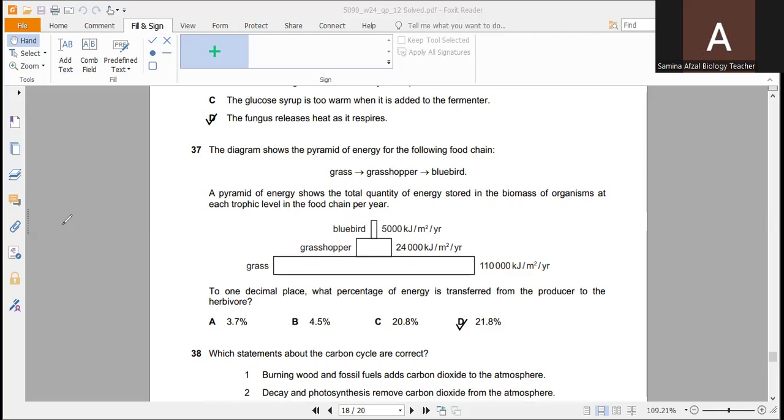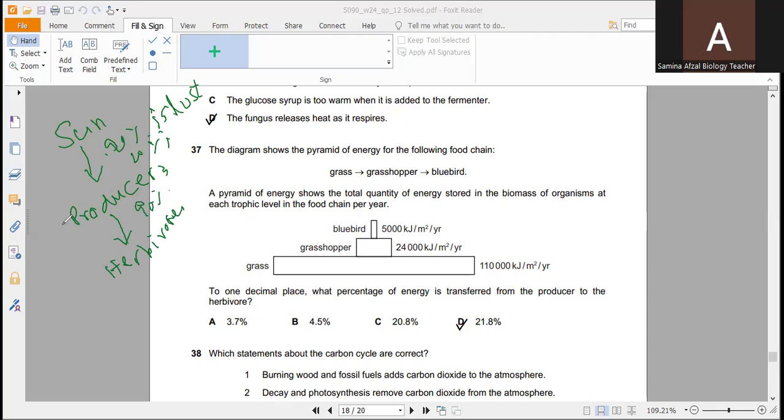Yes, students, the only energy source in an ecosystem is the sun. The energy which is transferred from the sun to the producers, 90% is lost. Only 10% is transferred to the producers, and from producers to herbivores, again, 90% of that energy is lost and only 10% is transferred.